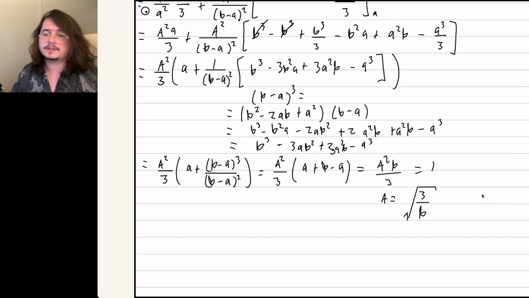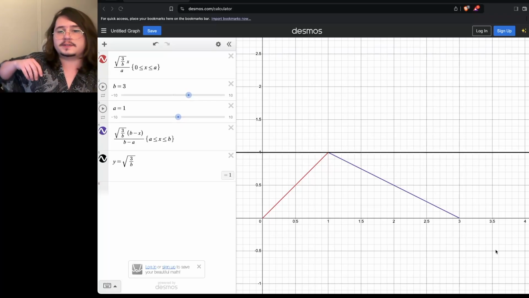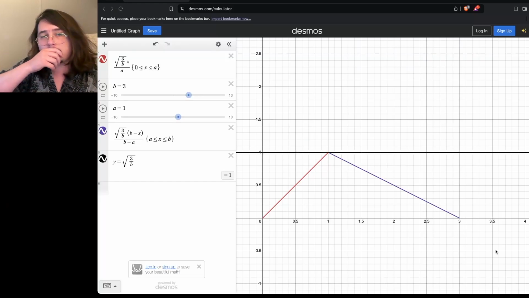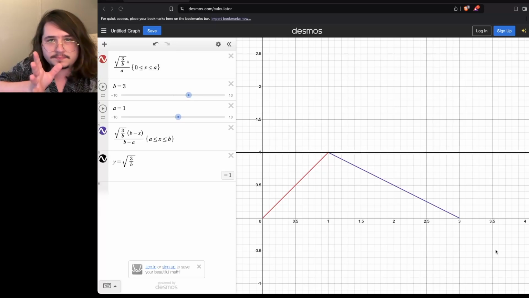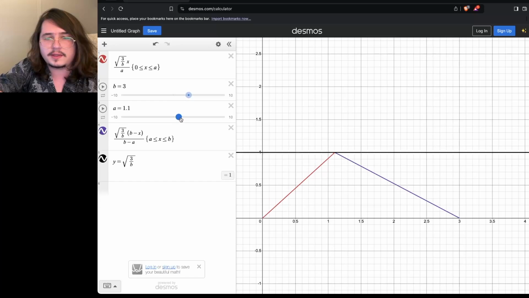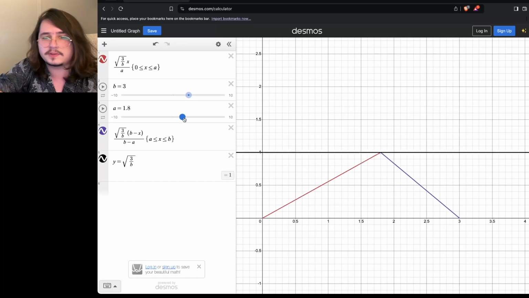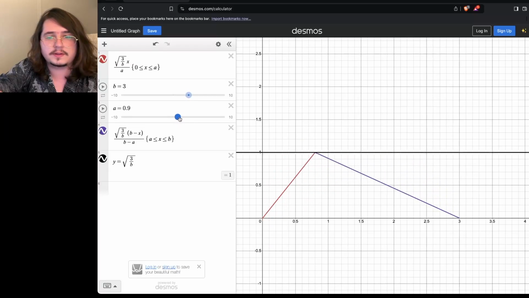That's the normalization constant. Now check this out. If you wanted to sketch the wave function, then you would do it much like this in this Desmos window. Just check this out. Whenever you change the value of a, you're just changing the x position of the vertex, moving back and forth like that.